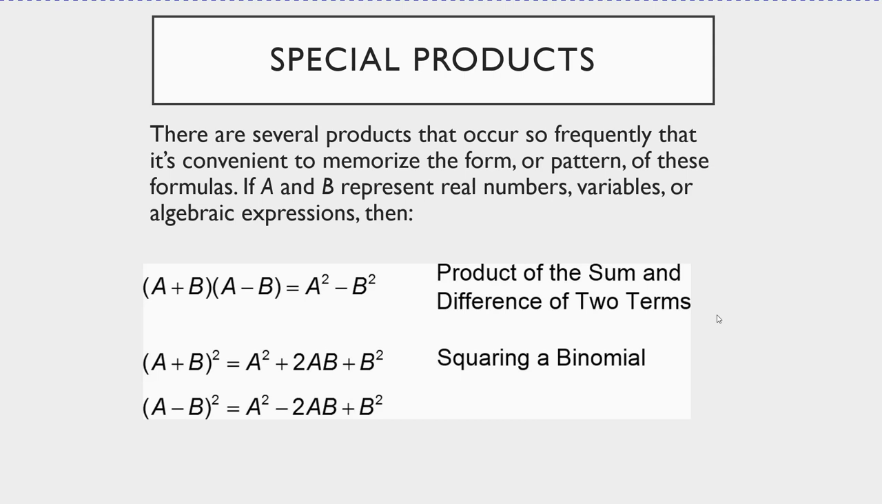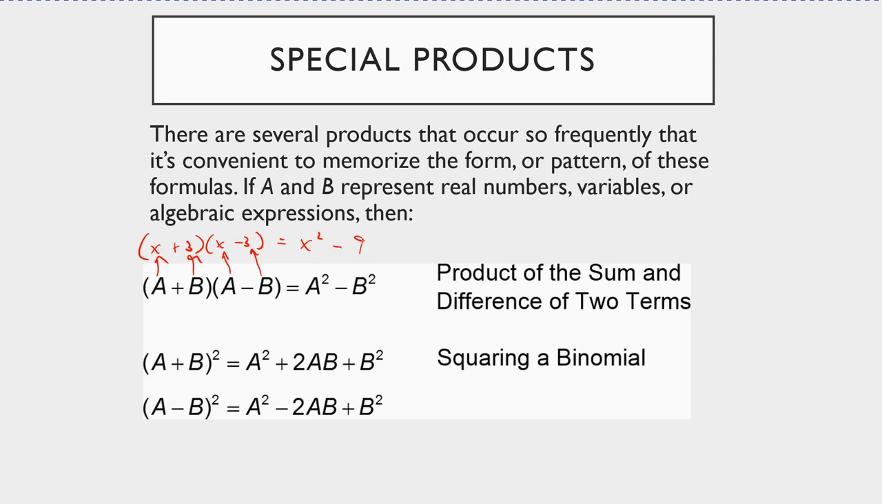If you have the product of the sum and difference of two terms, A plus B times A minus B, this would be something like x plus 3 times x minus 3. Notice how the A here is x and the B here is 3. This will always just be equal to A squared, that would be x squared, minus B squared, my B was 3, 3 squared gets me 9.